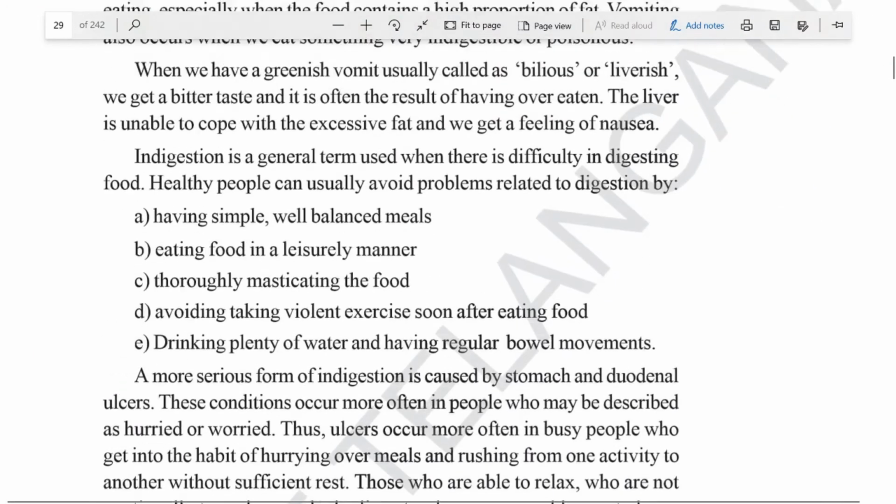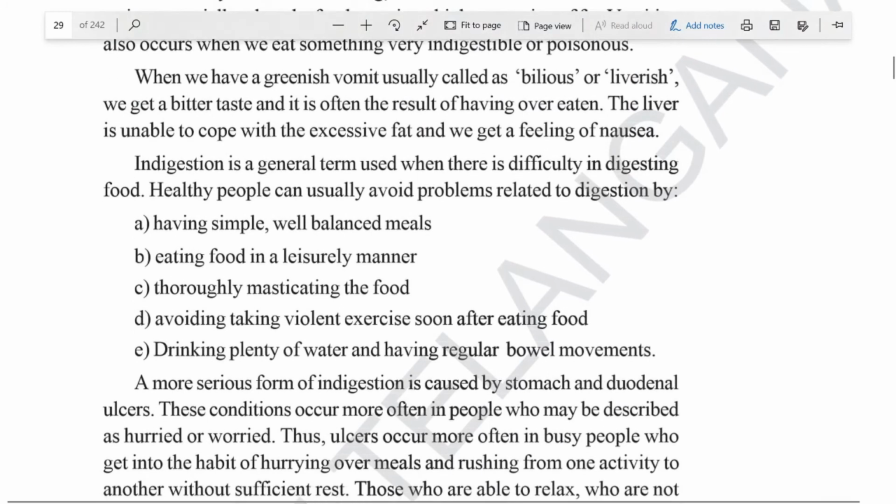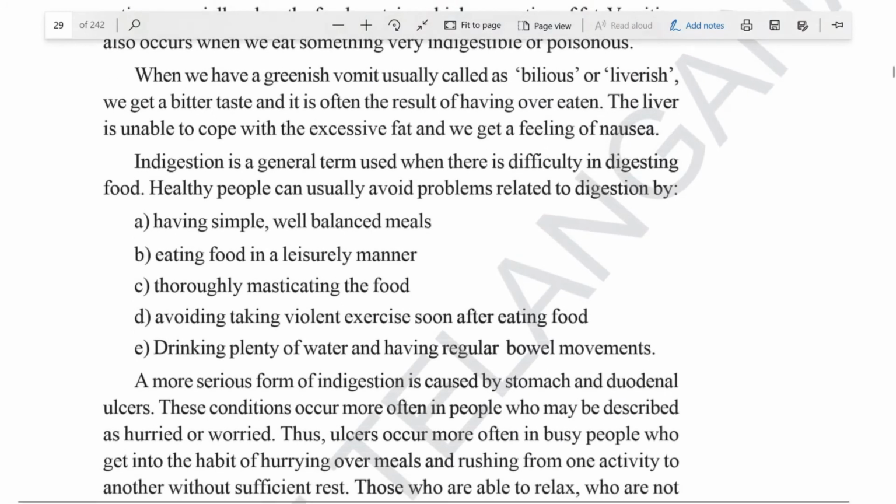That's it. And what should we do while we are eating? Have simple and well balanced meals. Eat food in a leisurely manner. Don't eat in a hurry. Have a balanced diet and don't overeat. Don't eat too little food or too much food.